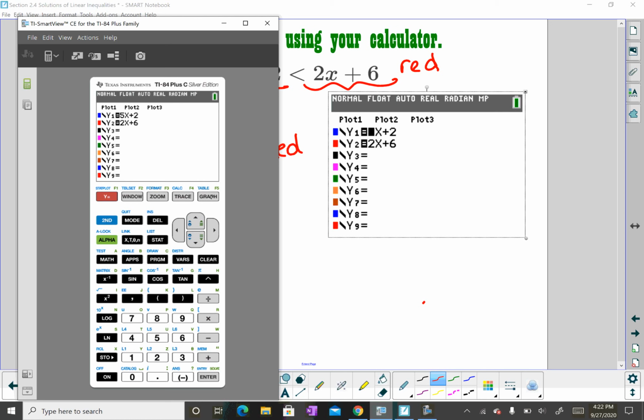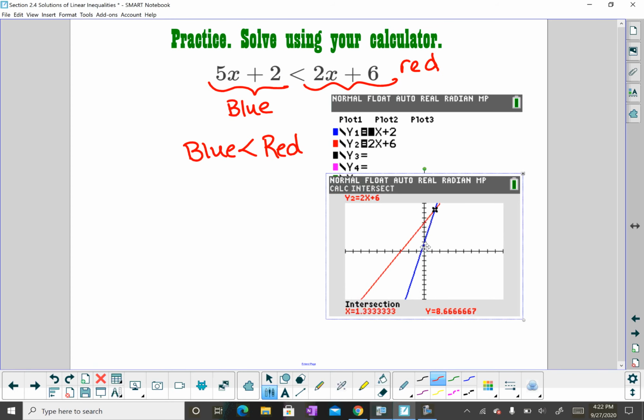So to do this using the intersection method, we're going to hit second, trace, find the intersection, number 5, by hitting enter, enter, enter. And it tells me my intersection is 1.3 repeating for the x value and then 8.6 repeating. Again, the x value is what's important here. And you can either say 1.3 repeating, or that's a common fraction, 4/3 is what I'm going to use here.